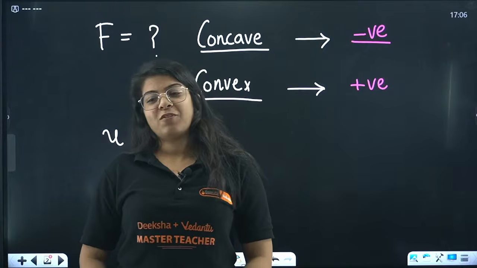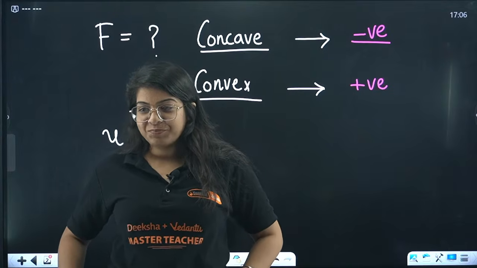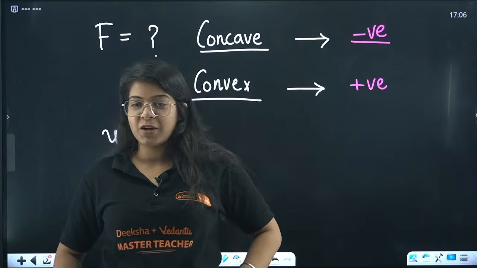And for the concave mirror, focal length is negative. Very good. Okay, we have 2 people from Tamil Nadu. Welcome.